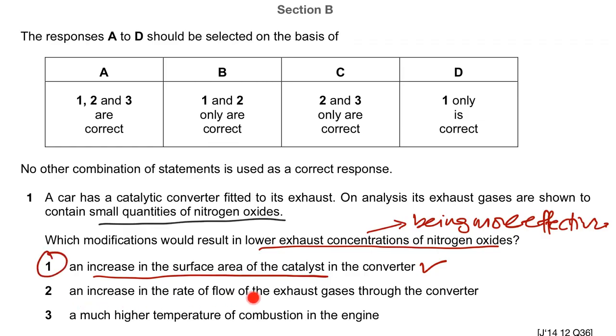Now, why is 2 not correct? Because if you increase the rate of flow of the exhaust gases, then they're going to move faster over the catalytic converter. They'll have less time with the catalytic converter. They will be less likely to convert the harmful gases to nitrogen. So 2 will do the opposite.